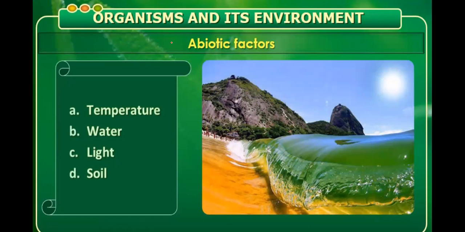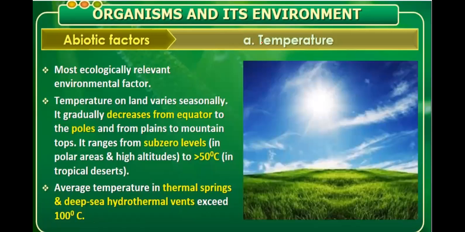There are some abiotic factors in the environment. These include temperature, water, light, and soil. So we'll be studying all these things: temperature, water, light, and soil. Now let us study how temperature regulates the living behavior of plants and more. It is the most ecologically relevant environmental factor. Temperature on land varies seasonally. It gradually decreases from the equator to the poles.